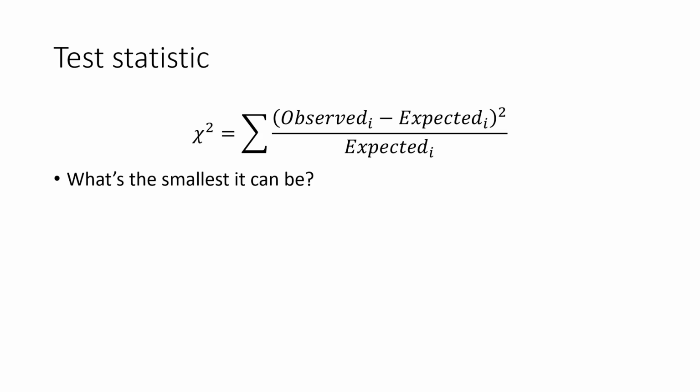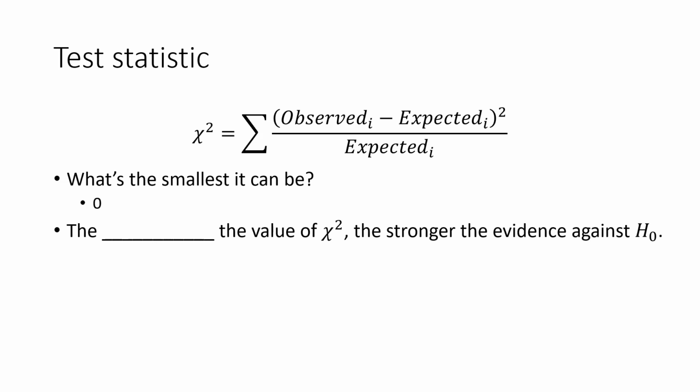Take a moment to think about what the smallest the chi-squared test statistic could be. The answer is 0. When the observed count exactly matches the expected count, then the chi-squared test statistic could equal 0. But because the numerator is squared, it always ends up being a non-negative number. So the chi-squared test statistic can't be less than 0.